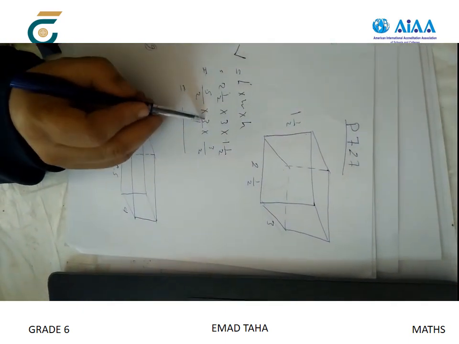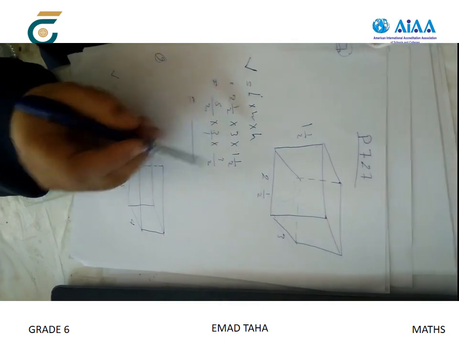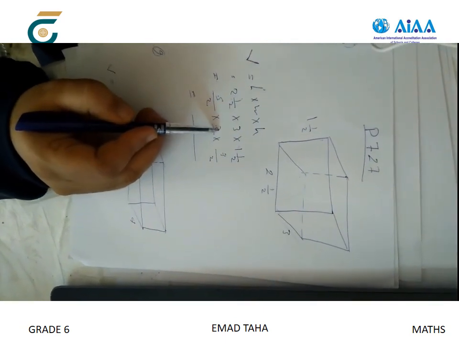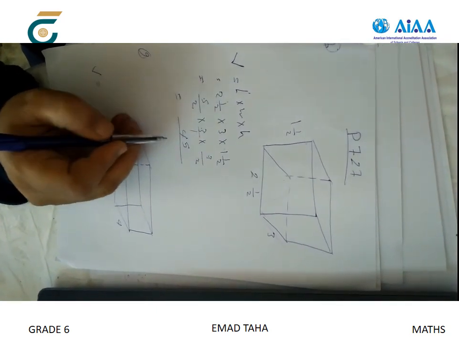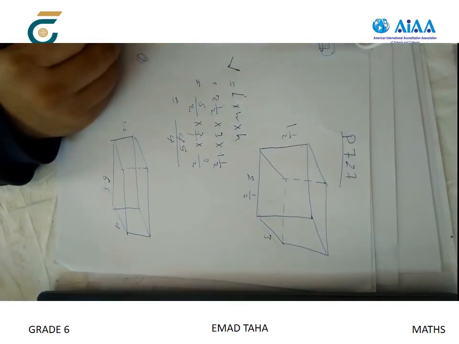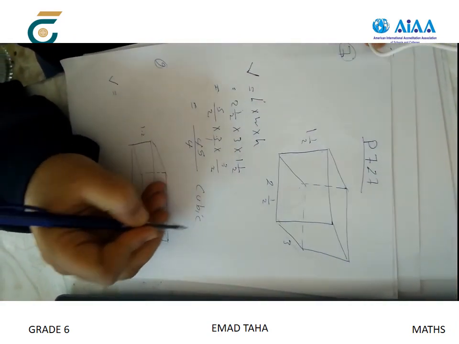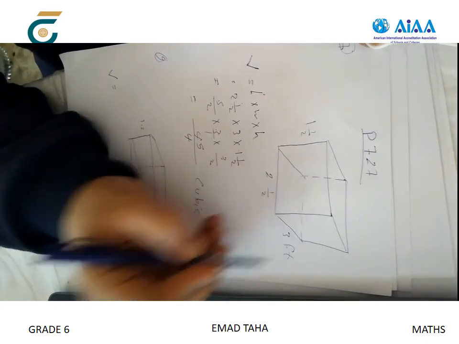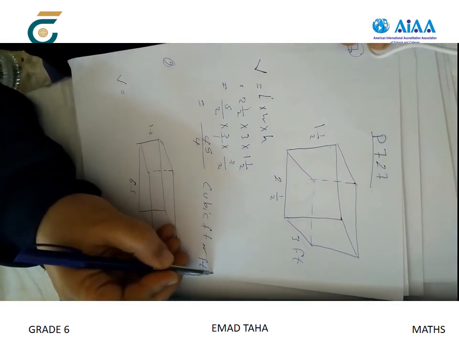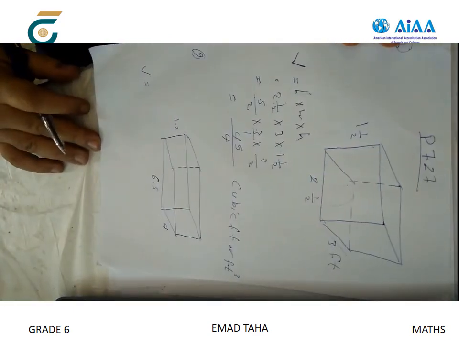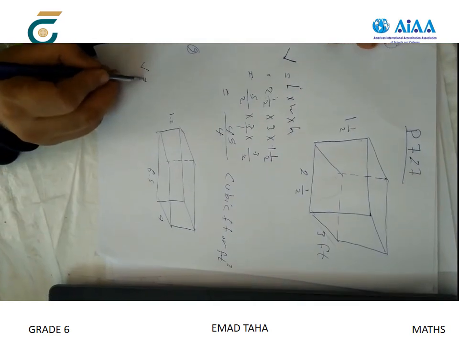So multiply 5 times 3 equals 15, 15 times 3 equals 45, and 2 times 2 equals 4, so 45 over 4. Then we write the unit here, cubic unit. If the unit is feet, we write cubic feet, or we write feet to the power 3, which means cubic feet.